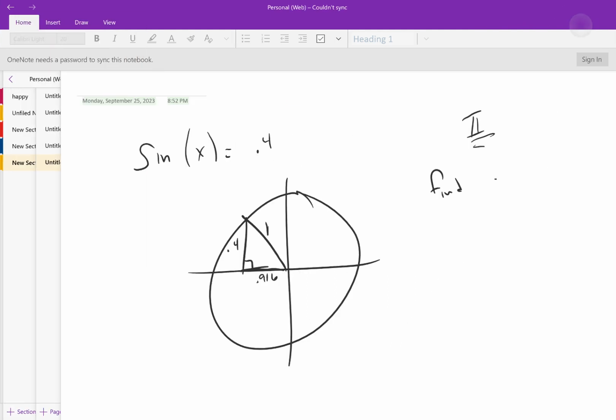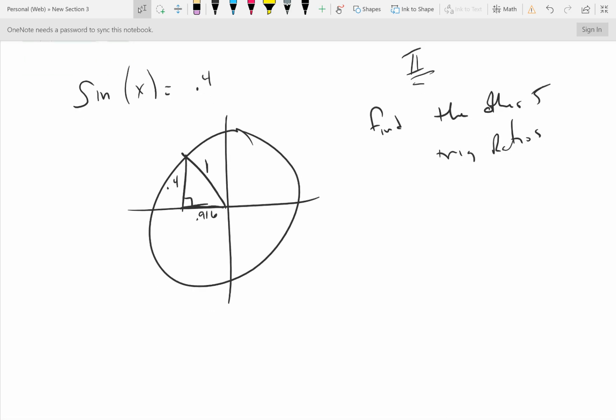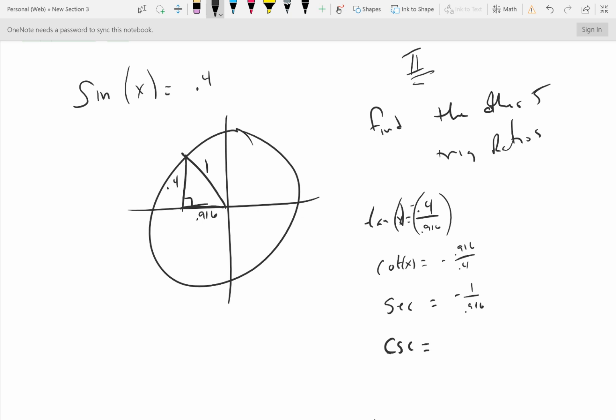Now, we look at this problem and ask, what would my other trig ratios be? For instance, tangent would be equal to 0.4 over 0.916. Negative, of course, don't forget that. Divide this out and it's about negative 0.45-ish. Cotangent, same difference: 0.916 over 0.4, negative, of course. Secant is 1 over 0.916, negative, of course. Cosecant is 2.5, because it's 1 over 0.4. And then, who are we missing? Oh, cosine, of course.